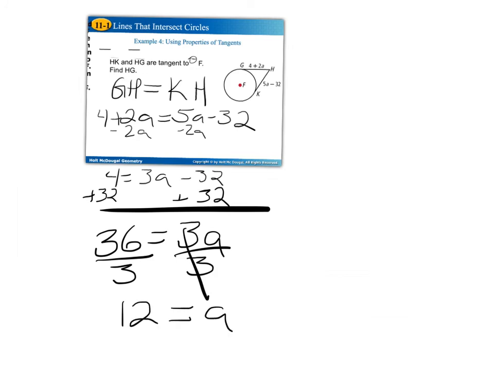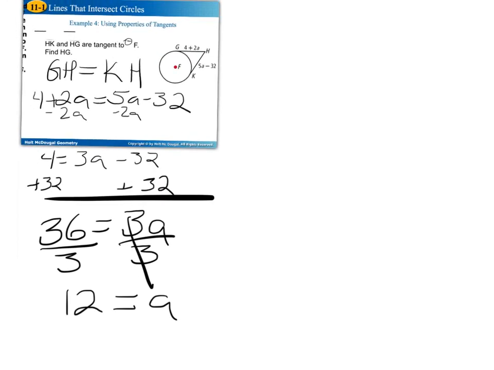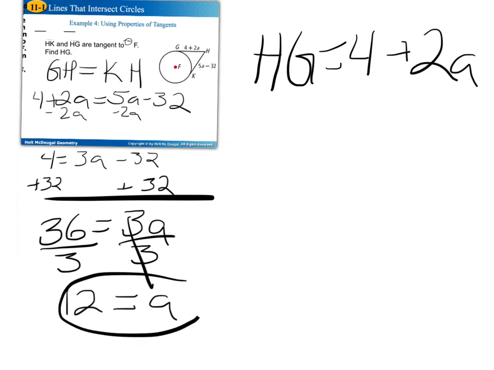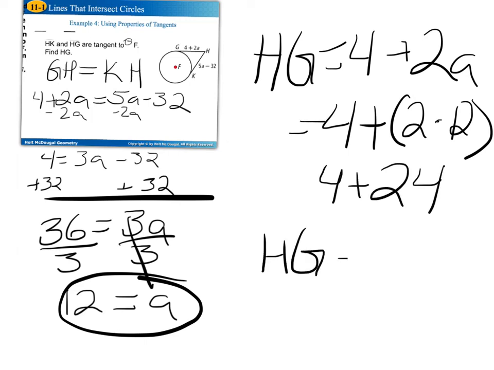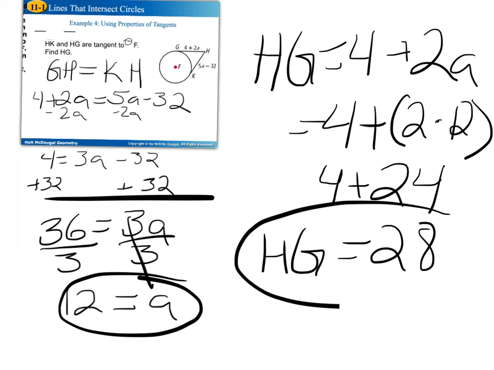So that's cool and all, but that's not what they want. They want HG. So since HG I know to be 4 plus 2a, now that I know what a is, I just substitute it in. So I have 4 plus 2 times 12 becomes 4 plus 24. So HG is 28. Now that's all they wanted. They only wanted what HG was. They didn't ask what HK was.